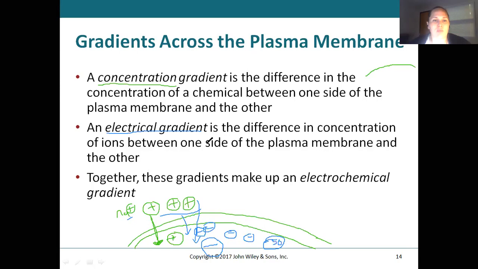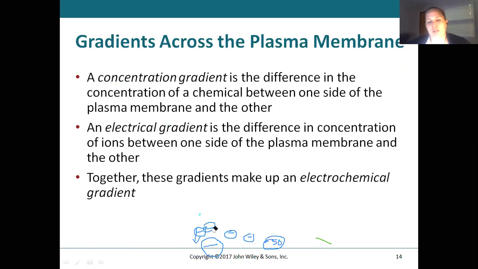So this is essentially what establishes what's called the electrochemical gradient that's so important for nerve cells to function. There's not only a difference in concentration between the inside and the outside of the cell of these charged molecules, but there's also an electrical difference between the inside and the outside of the cell. And we'll talk far more about the electrochemical gradient when we get to the nervous system.